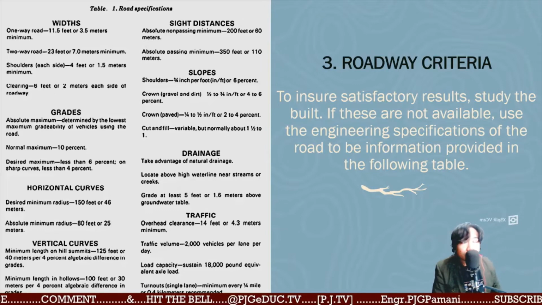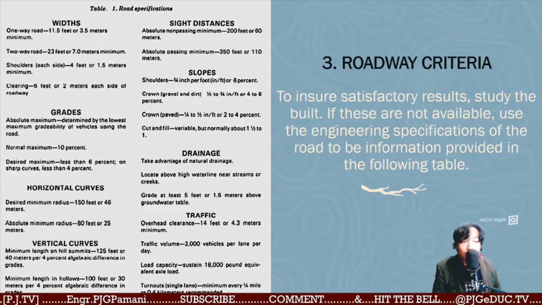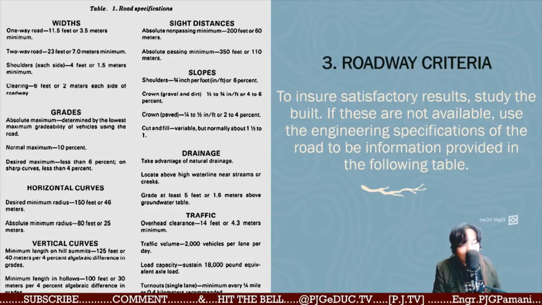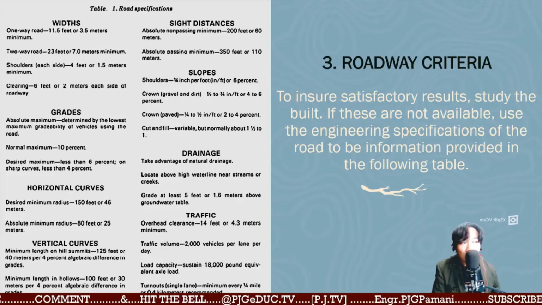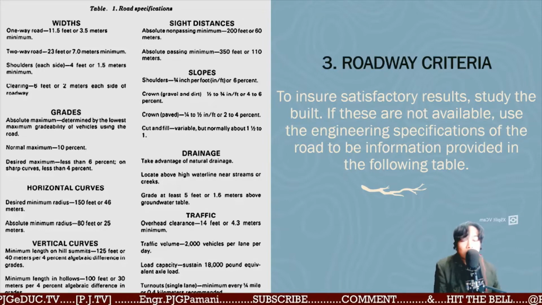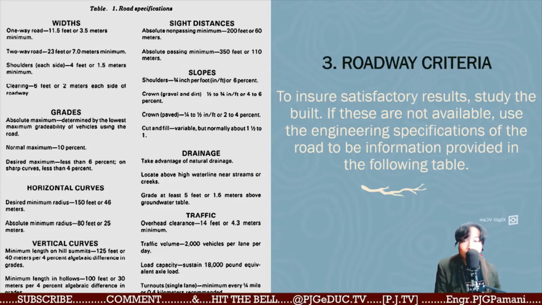And the sight distances, absolute non-passing minimum of 200 feet or 60 meters. For the grades, specific concrete mixture if we're going to use a solid concrete road or an asphalt. Then slopes, drainage, traffic, horizontal curves, vertical curves, which we'll later on further discuss or elaborate under module 12 and 13. How do we design the curvature of a specific roadway?